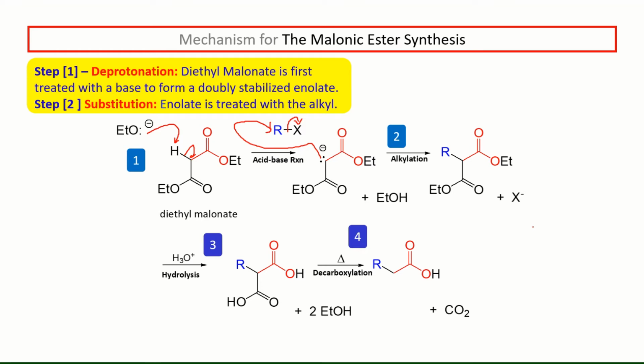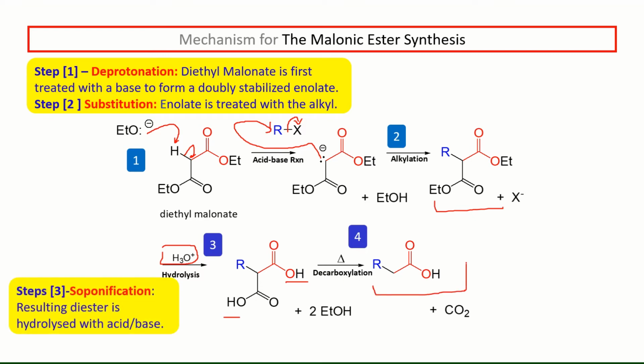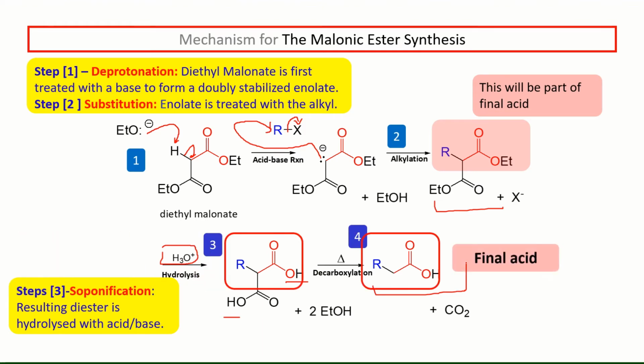So there is your alkylation product. So saponification, i.e. hydrolysis of your ester, results in your diacid. Your diacid will then decarboxylate to give you that enolic form, which tautomerizes to give you your acid. Realize that this will be the final part of your acid, and so that is your final acid.